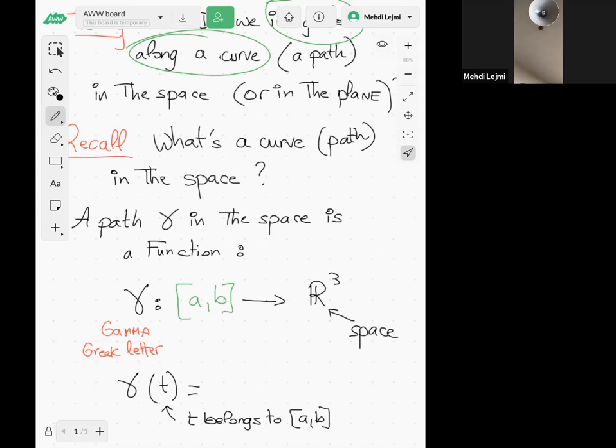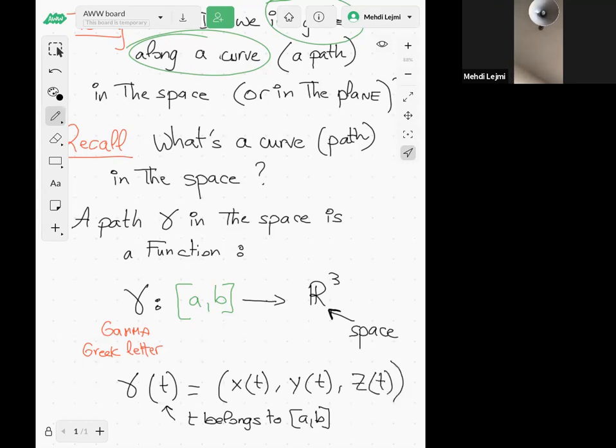So gamma of t is equal to, let's say, the first function here. So it's in R3, right? In R3 we need three components. The first component is given by some function of t, let's call it x of t. The second component is given by y of t, and the third component, the third function, is given by some function z of t.